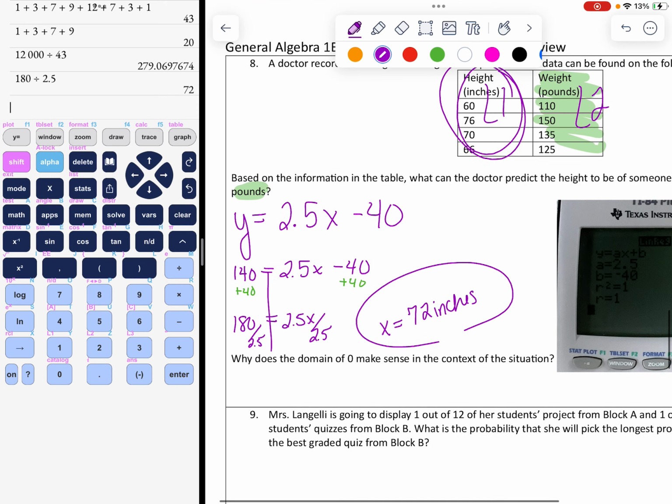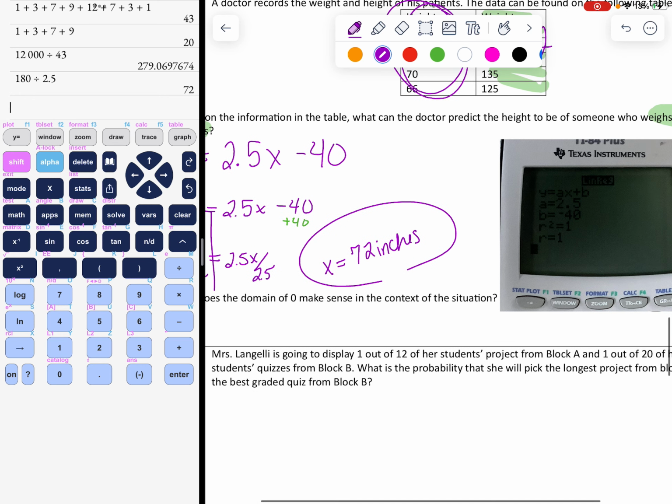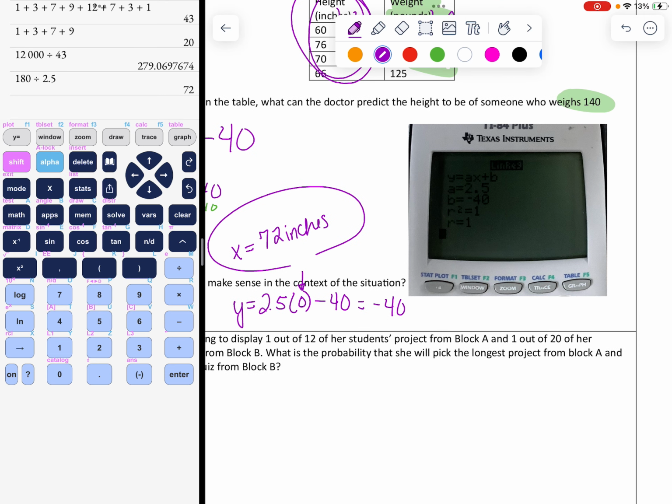Why does a domain of 0 not make sense in context of this problem? Well, domain of 0 means x would be 0, right? So if we do y equals 2.5 times 0 minus 40, we're saying that somebody would be negative 40 pounds if they're 0 inches high. That doesn't really make a lot of sense. There's no such thing as 0 inches high.